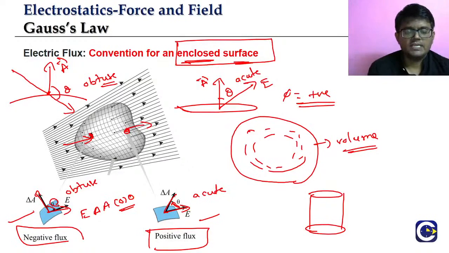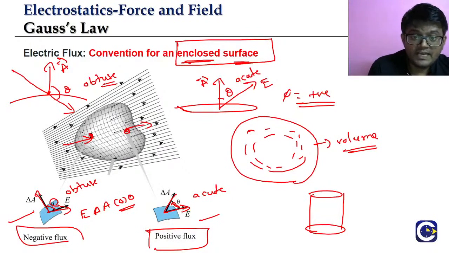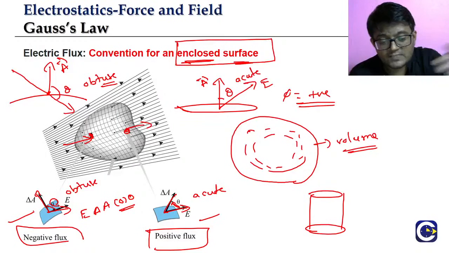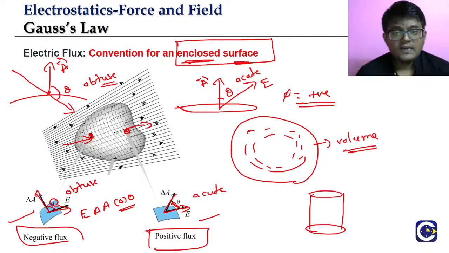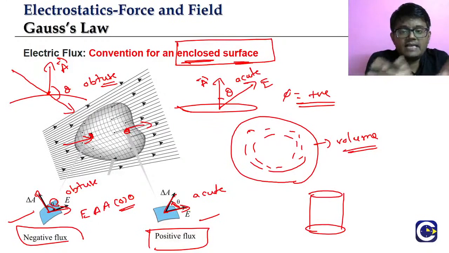Okay? So the number of field lines is represented by what? The value of the flux. Positive or negative represents what? Whether the field lines are leaving that enclosed surface means flux will be given by what? Positive. Field lines are entering the surface means what? They are going into the surface means flux will be given by what? Negative.